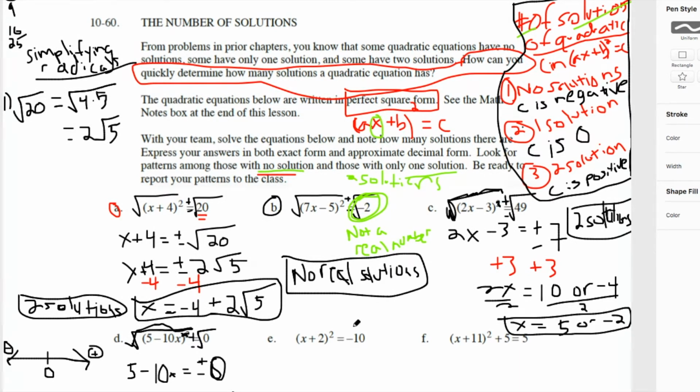Let's see if these notes can help us out on this one. All right, check this out here. Is this in perfect square form? Sure as heck is. This one's not in perfect square form yet. Actually, we're going to have to deal with adjusting that before it's in perfect square form here.